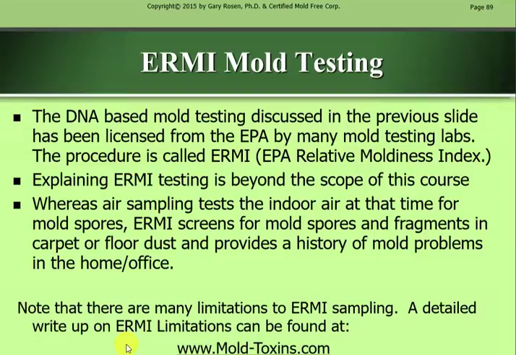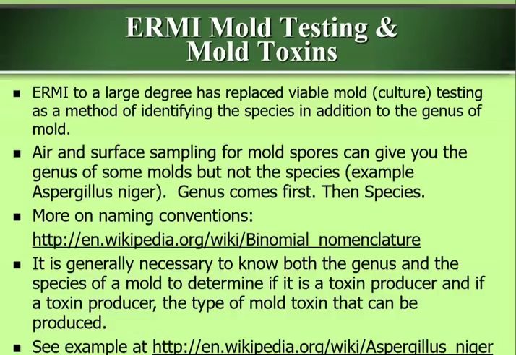ERMI mold testing. The DNA-based mold testing discussed in the previous slide has been licensed from the EPA by many mold testing labs. The procedure is called ERMI, the EPA Relative Moldiness Index. Explaining ERMI testing is beyond the scope of this course. Whereas air sampling tests the indoor air at that time for mold spores, ERMI screens for mold spores and fragments in carpet or floor dust and provides a history of mold problems in the home or office. Note that there are many limitations to ERMI sampling. A detailed write-up on ERMI limitations can be found at www.mold/toxins.com.